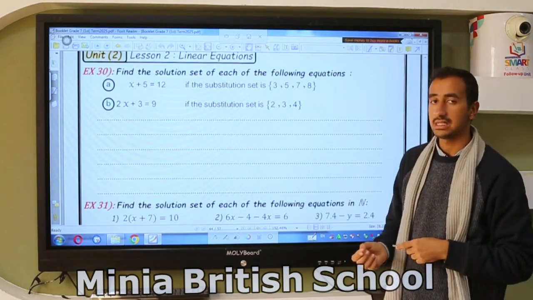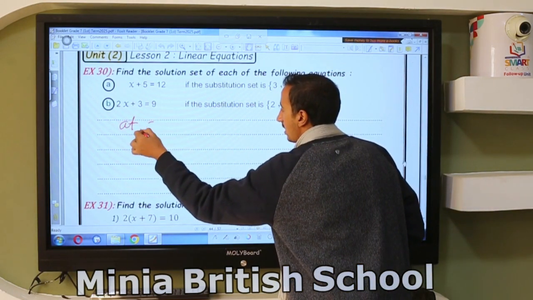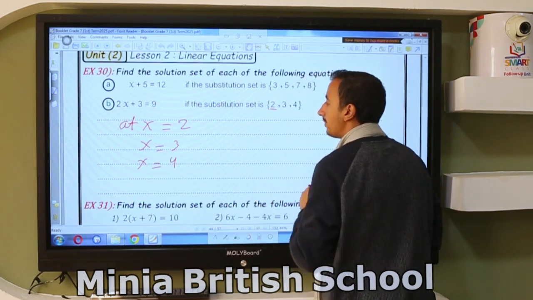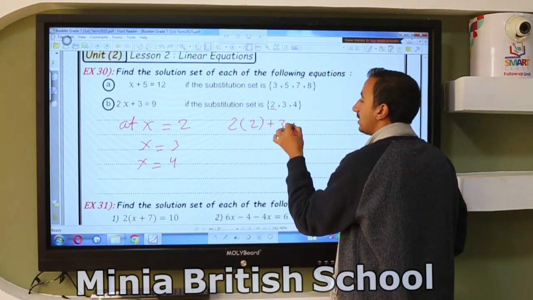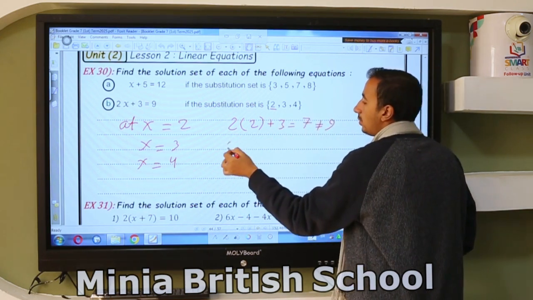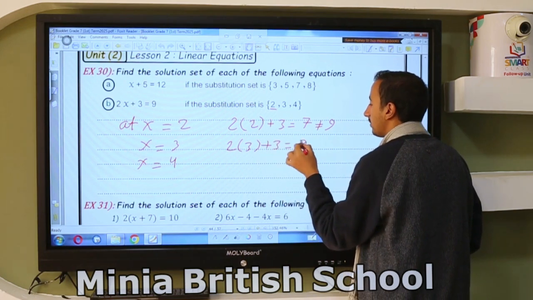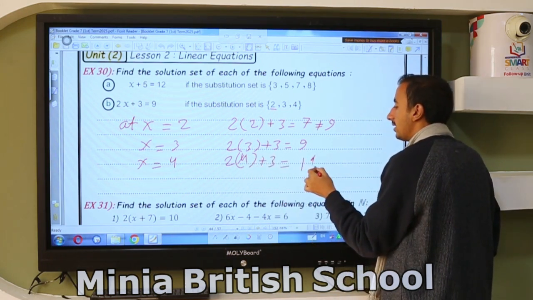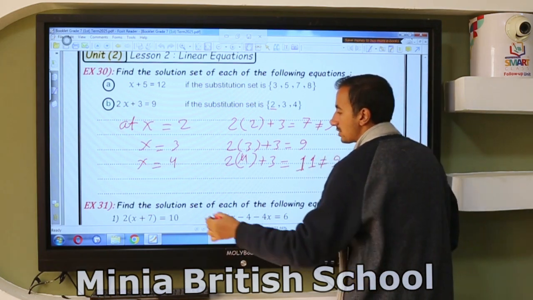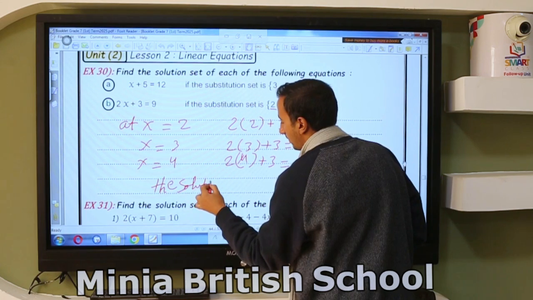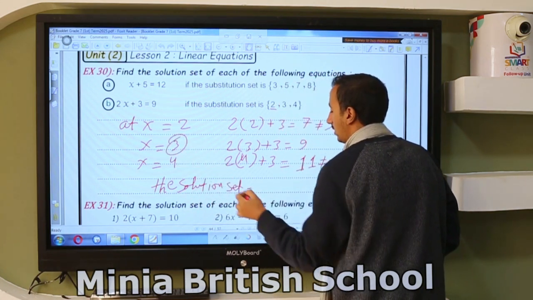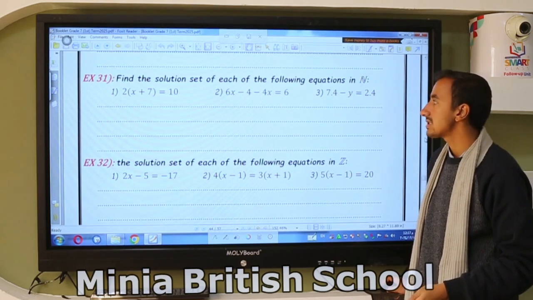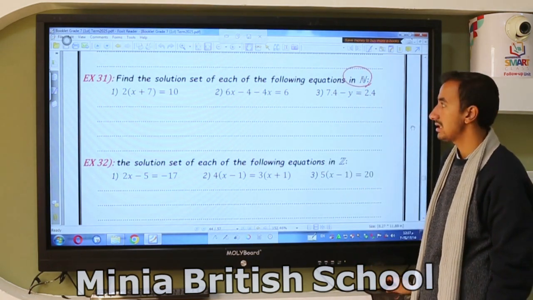Letter B, we have 2x plus 3 equals 9. The same as before, at x equals 2, x equals 3, x equals 4. 2 times 2 plus 3 will be 7, not equal to 9. 2 times 3, 6 plus 3, will be 9. 2 times 4 plus 3 will be 11, not equal to 9. So the solution set equals 3. Okay? Yes.